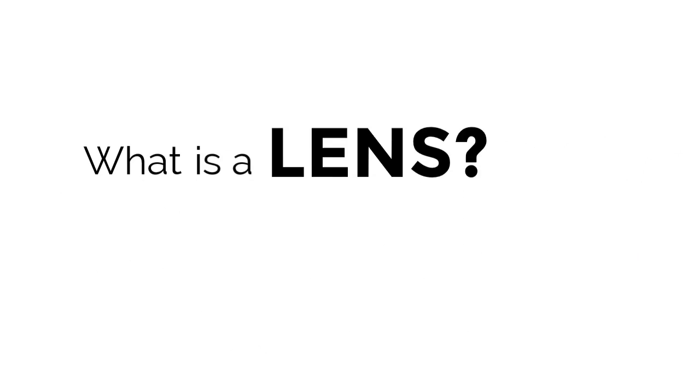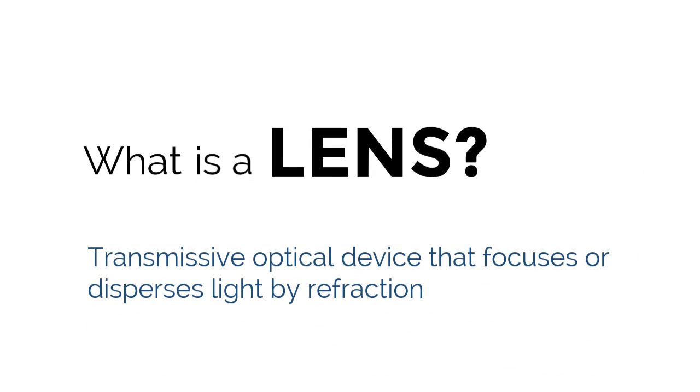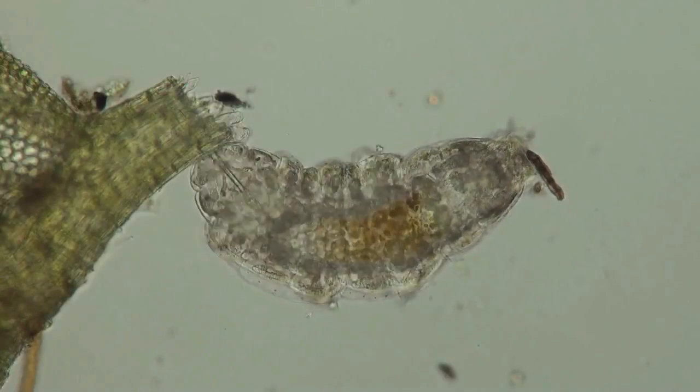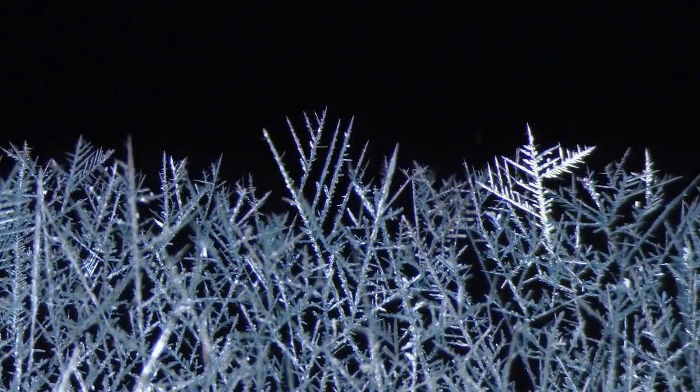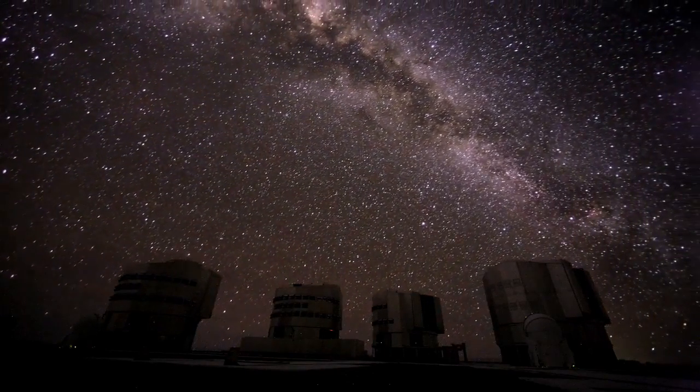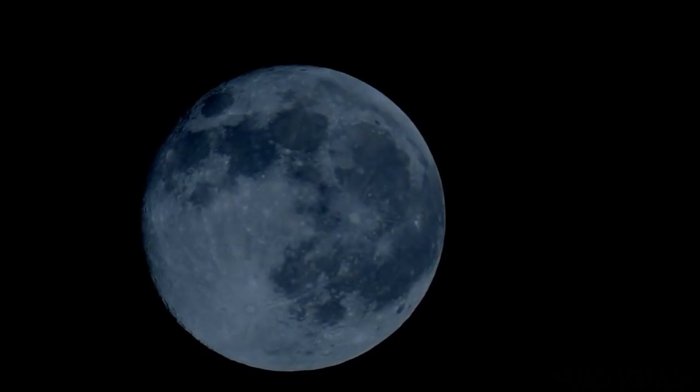A lens is a transmissive optical device that focuses or disperses light by refraction. Lenses correct our vision through eyeglasses, enable us to view the smallest microorganisms and the minute chemical reactions through microscopes, and aid us in viewing the sky full of stars and heavenly bodies, including the moon through telescopes.